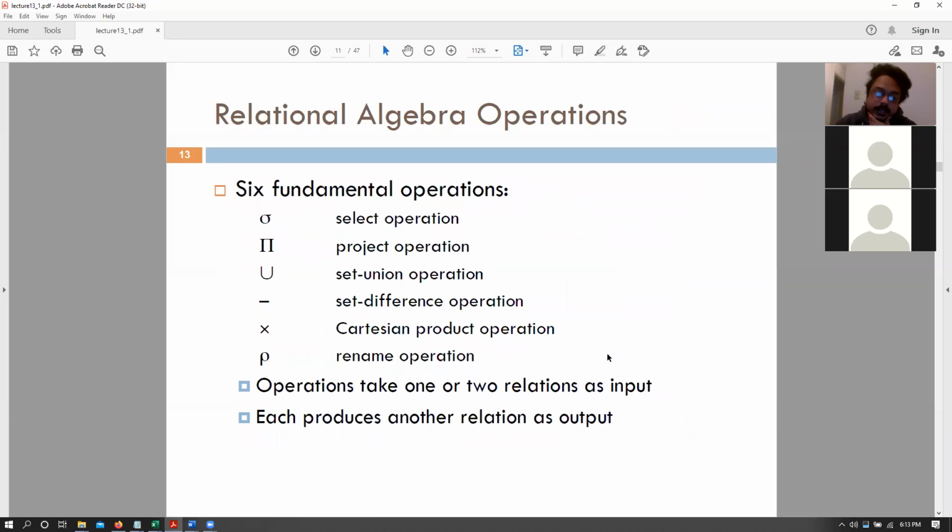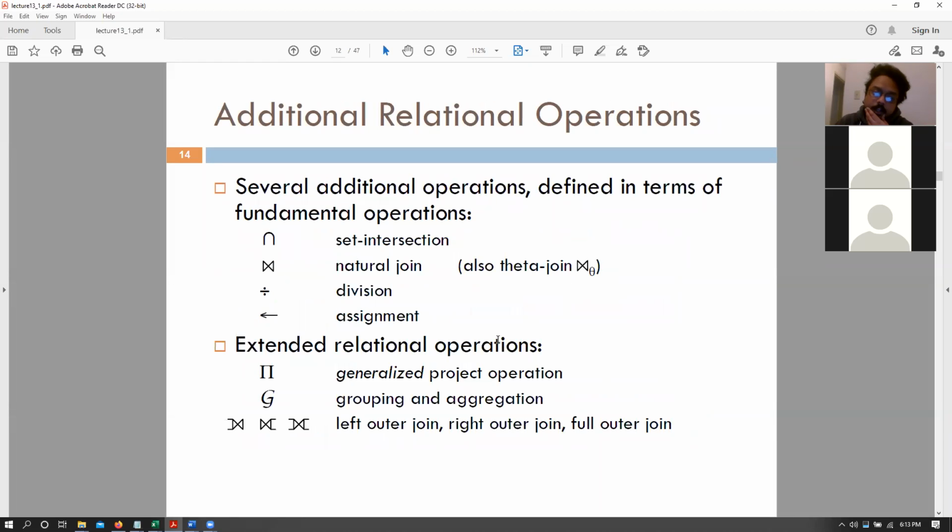Okay, so let's move to relational algebra operations. We talked about the fundamental operations, that is select, project, union, difference, Cartesian product, and rename operations. All of these operations work on either one or two relations at a time. We also had other operations such as intersection, natural join. We also introduced another generic join type, the theta join. And we have the division operation. So the exam usually has some question on the division operation as well.